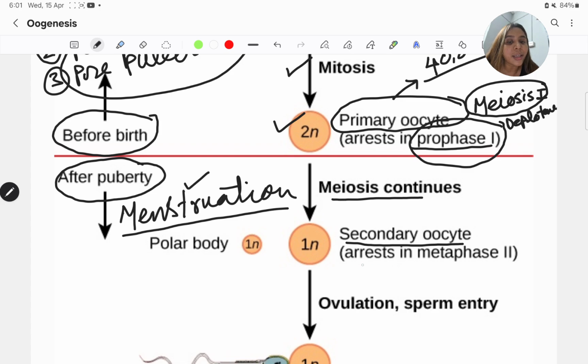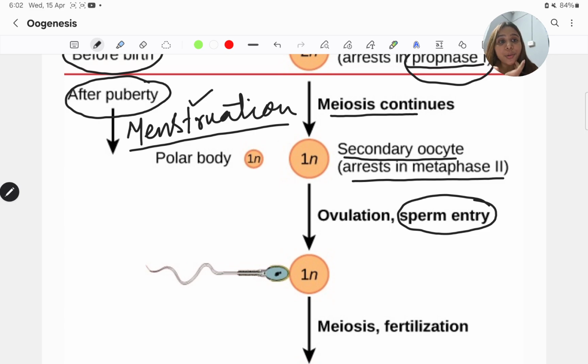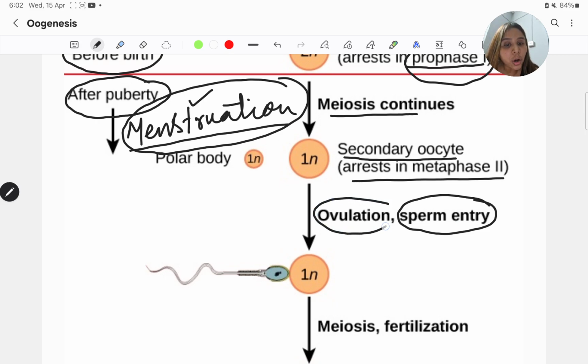Okay, but again it gets arrested, in metaphase 2, because puberty is not necessarily the time for reproduction, right? We choose reproduction as per our wish, so there is another precaution that the secondary oocyte waits till there is entry of sperm. If there is no sperm, then the secondary oocyte gets destroyed after a certain period of time and there occurs the bleeding, that is the menstruation. Okay, so if there is entry of sperm, then ovulation occurs and this secondary oocyte, which was arrested in metaphase 2, completes meiosis 2.